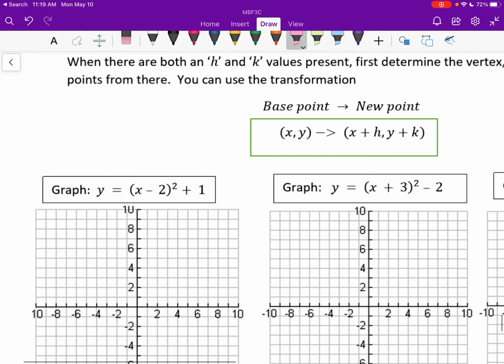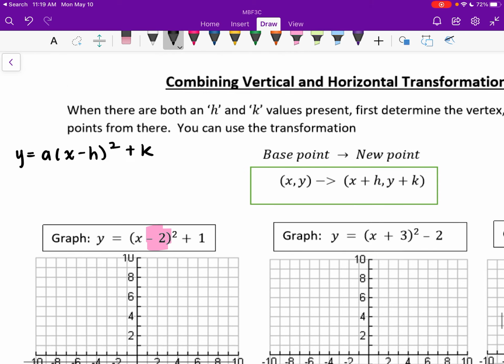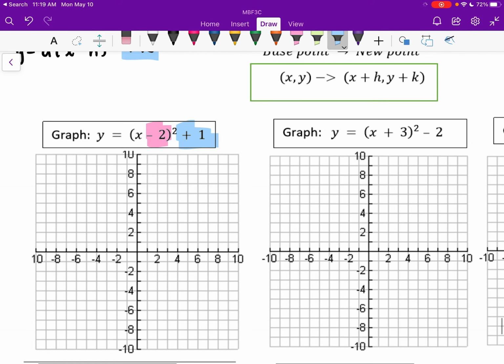My H value is always going to be the one inside the bracket. Our equation is written like this: y equals a(x minus h) squared plus k. So the k value is always the one on the outside of the bracket. That's the plus 1, and the h is always on the inside of the bracket, which is the minus 2. For my h value, whatever it is on the inside of the bracket, I just need to change it when I pull it out. So it's going to be positive 2, and my k value is just going to be positive 1. That's because it's outside the bracket. I don't need to do anything special to it. Okay?